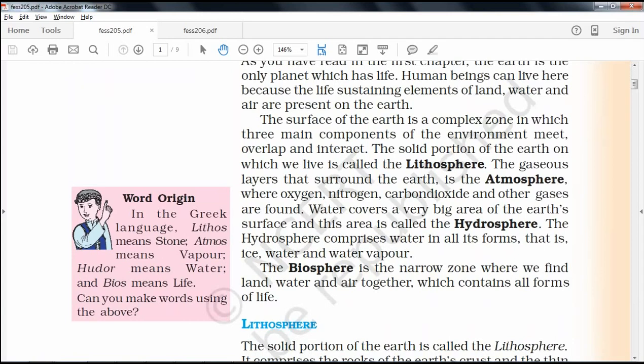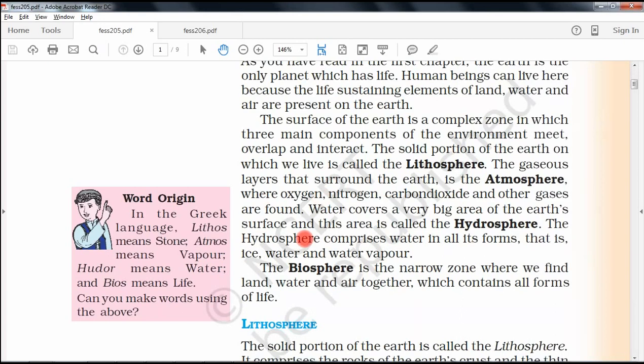So the major domains of Earth are three. The first one is lithosphere, the second one is atmosphere, and the third one is hydrosphere. Combining these three, we have a zone called biosphere, which is a narrow zone combining the three above spheres.